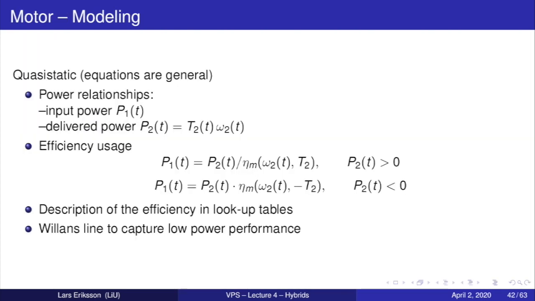Now we have come to the point when we jump into the modeling of the devices. The modeling of the devices is mostly done using efficiency relations. Now we have come to the modeling of the electric machines. The modeling is mostly done by considering power, where we have the input power and we have the delivered power. If we are operating in driving mode, we are inputting power here and then we multiply by the efficiency. But in the QSS thinking, we come from the output and then we need to divide by the efficiency.